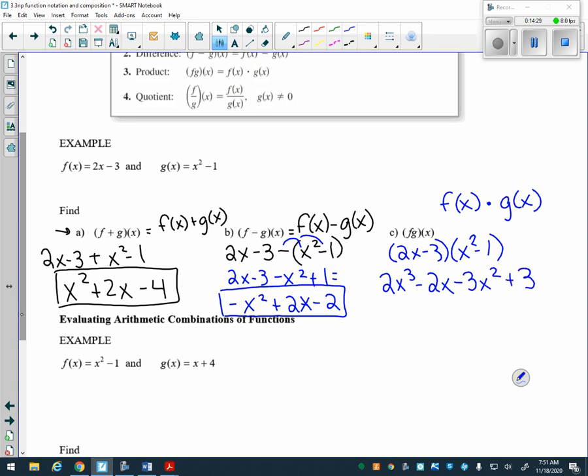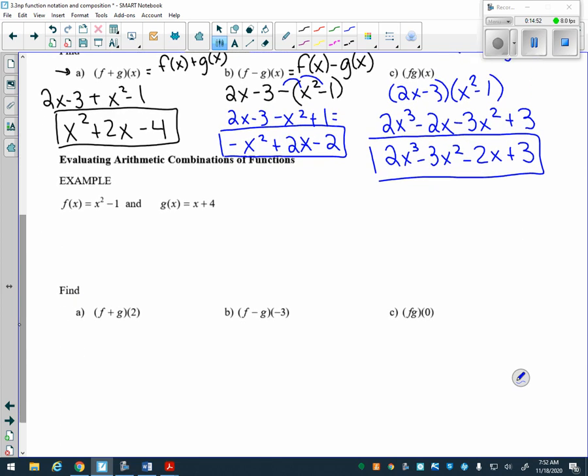Now we have to rewrite it from highest exponent to constant. So you're just moving stuff around. You're not adding or subtracting. So 2x cubed minus 3x squared minus 2x plus 3. And that would be your final answer for multiplying.